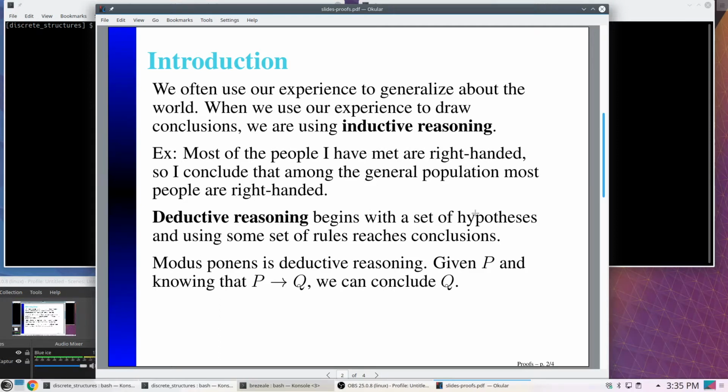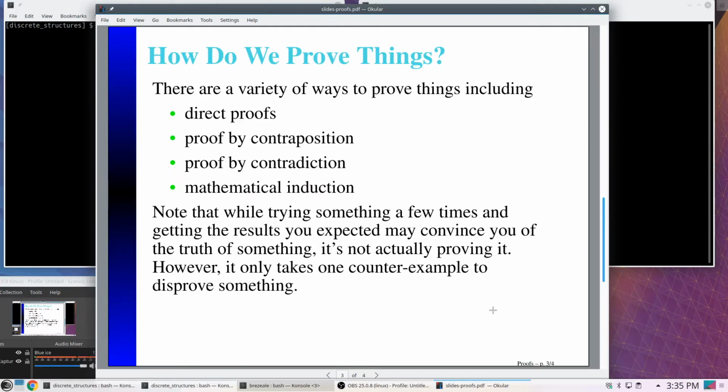Deductive reasoning, though, begins with a set of hypotheses and some set of rules, and those together can be used to reach conclusions. So when we were using modus ponens, when we were working with logic, that was a form of deductive reasoning. That is, given P, that's some hypothesis or premise, and knowing that P implies Q, we can conclude that Q is true. Okay? So how do we go about proving things? There's a number of ways to prove things, but the ones we'll look at will be direct proofs, proof by contraposition, proof by contradiction, these are not the same thing, and mathematical induction.